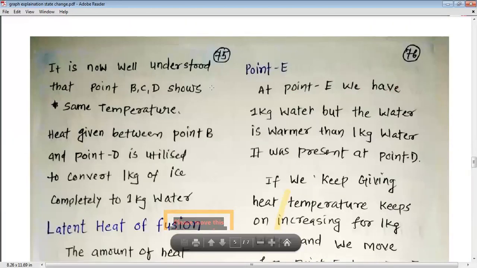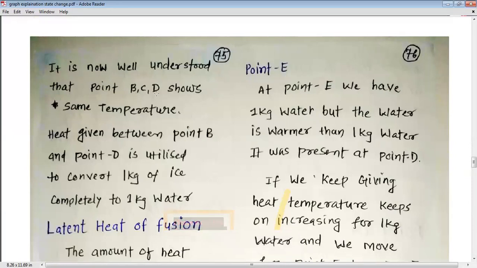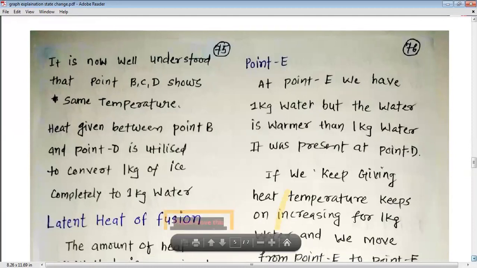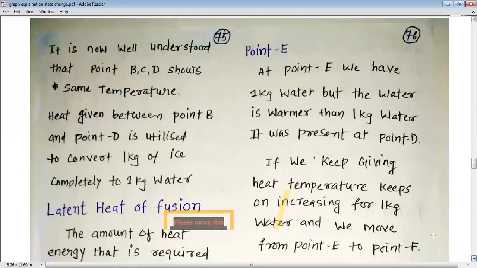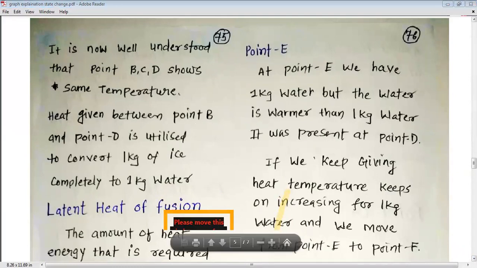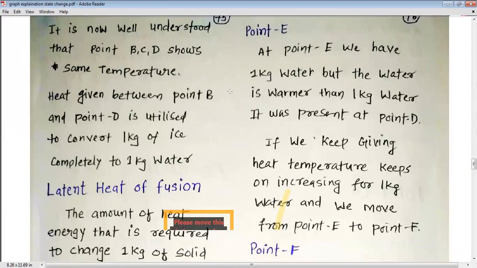It is now well understood, my dear students, that points B, C and D show the same temperature. The temperature was 0 degrees centigrade or 273 Kelvin. Heat given between point B and point D is utilized to convert 1 kilogram of ice completely to 1 kilogram of water.